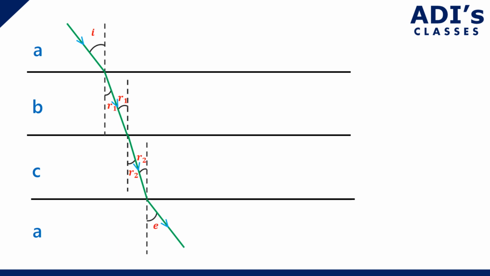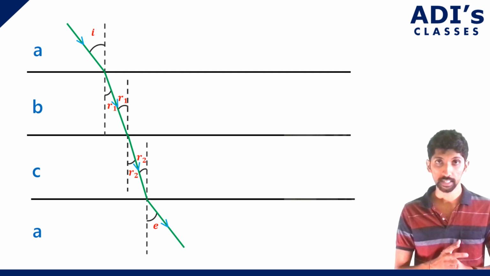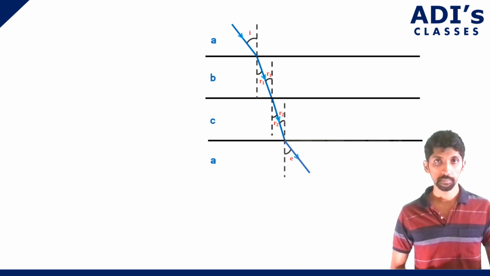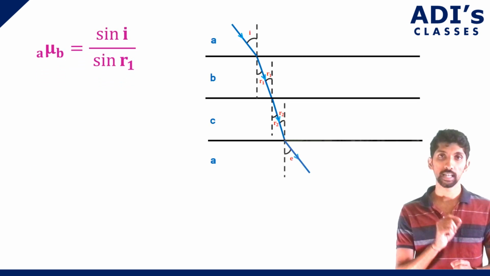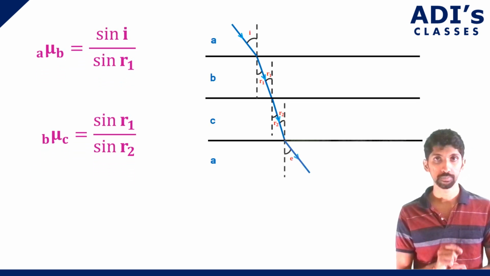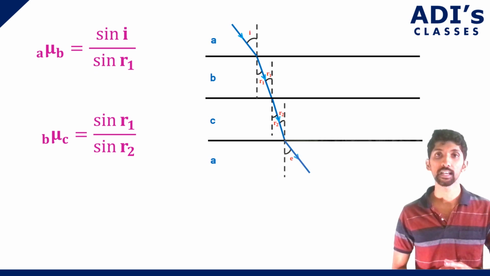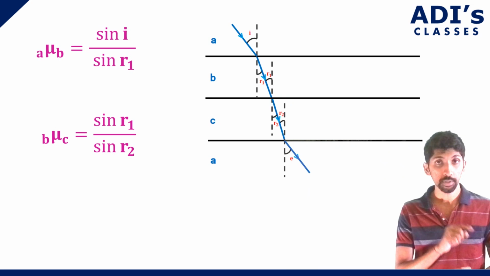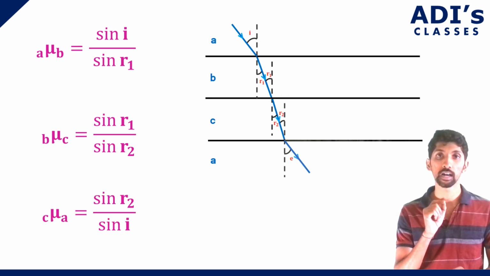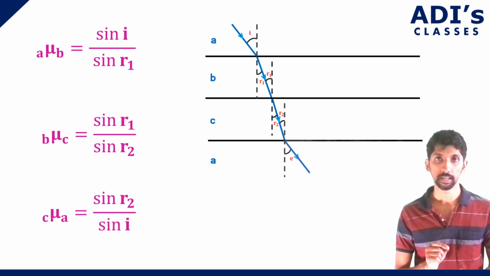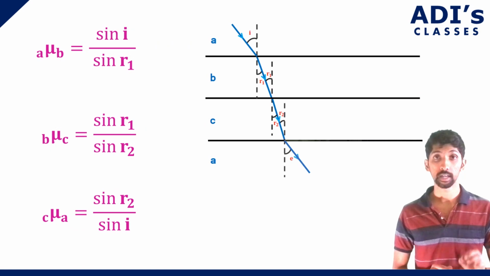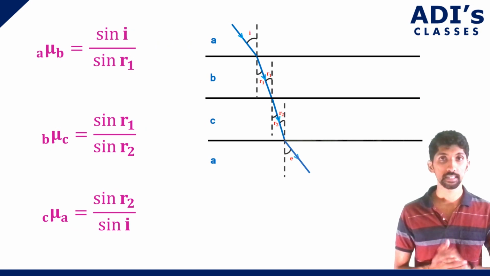Now for the first two surfaces, what we found out was A mu B is sin I by sin R1. Correct. Next, between B and C, we have B mu C is equal to sin R1 by sin R2. Right. Then for the last one, that is between C and A, we have C mu A is equal to sin R2 divided by sin I. Right. Now remember, emergent angle is the same as the incident angle.